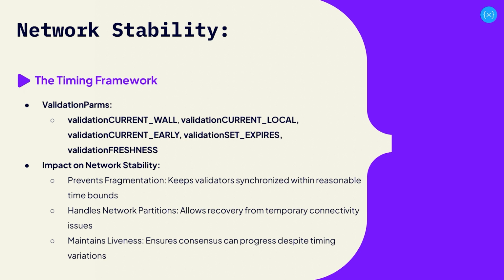Next, we have timing parameters and network stability. We have the wall clock freshness, local time freshness, early validation window, validation set expiration, and individual validation freshness. Why these specific timeframes? First, for network latency accommodation. This accounts for message propagation delays.